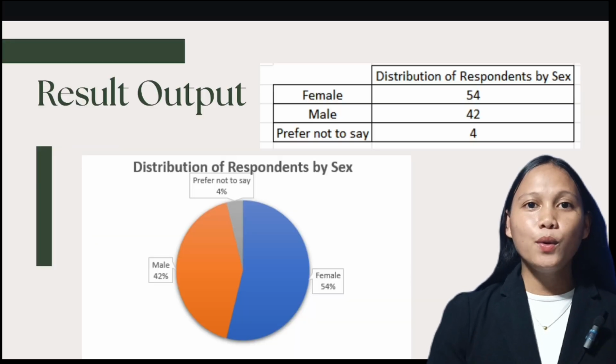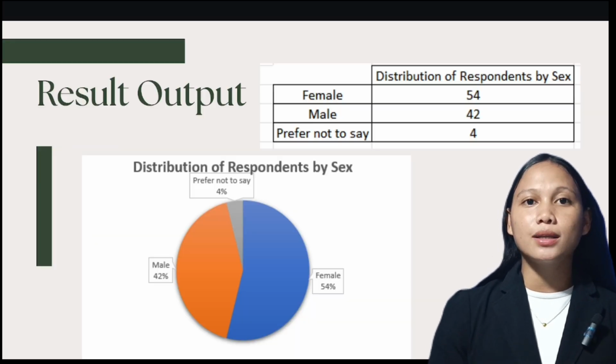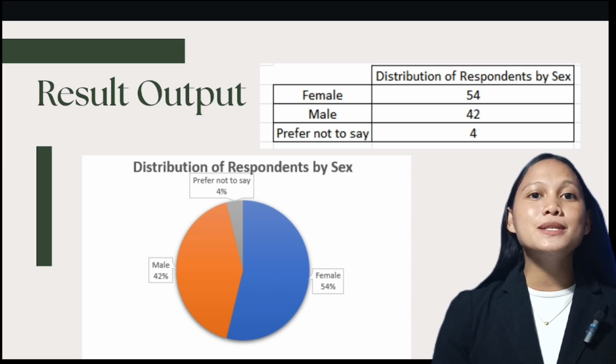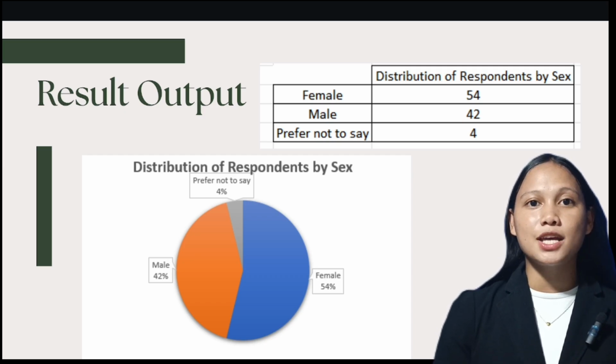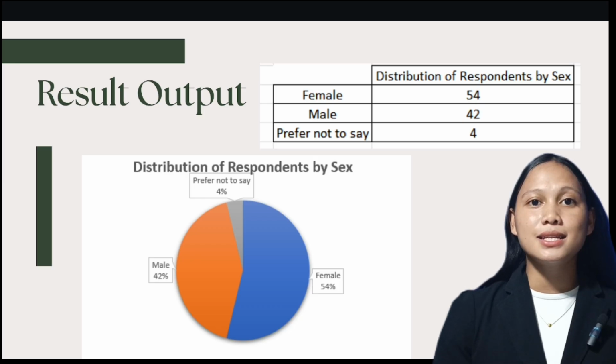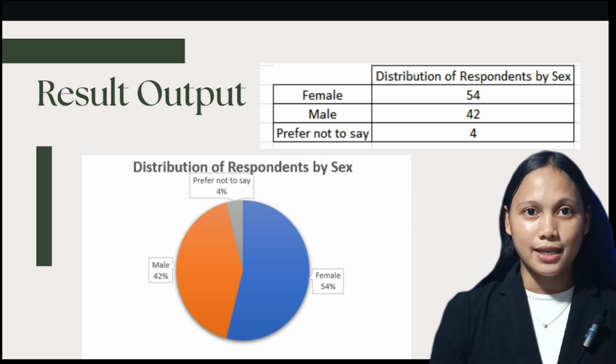And this time, we are going to present our results and discussion. But first, I'm going to show you our chart representing our 100% respondents by sex, where female having 54, male having 42, and those respondents that said prefer not to say having 4. This is a total of 100% respondents.